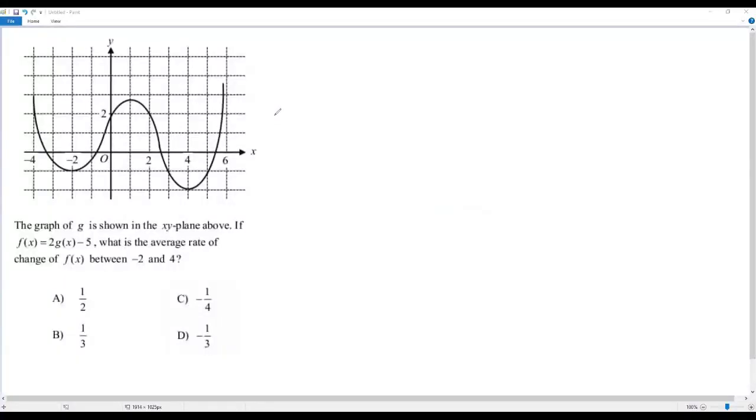Here we have a SAT math problem. Okay, let's go to the question. The graph of g is shown in the xy plane above. If f of x equals 2 times g of x negative 5, what is the average rate of change of f of x between negative 2 and 4?